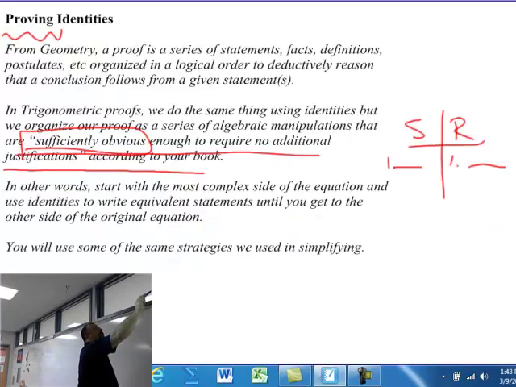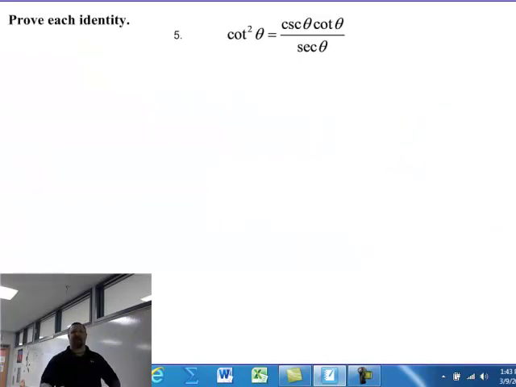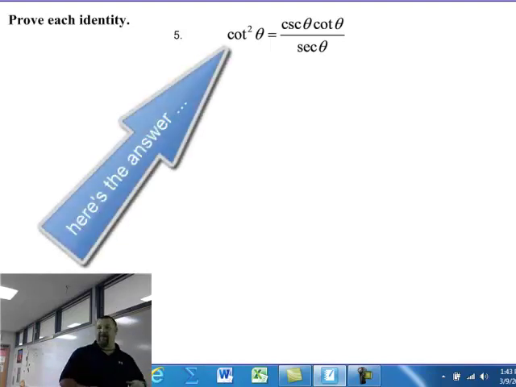So we're going to do the same things. But instead of letting you just roam the planet trying to figure out how to simplify it until you get down to a single term, we're going to tell you where to go. We're going to give you the answer. We gave it to you in geometry too.